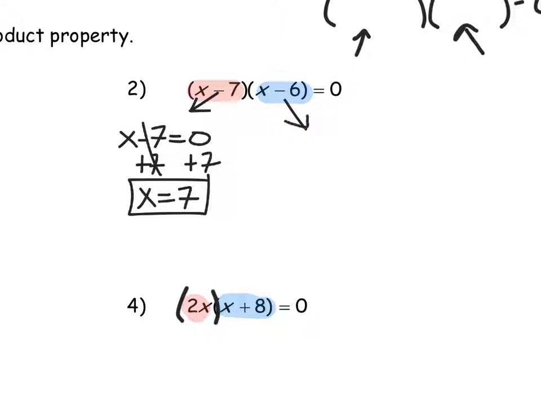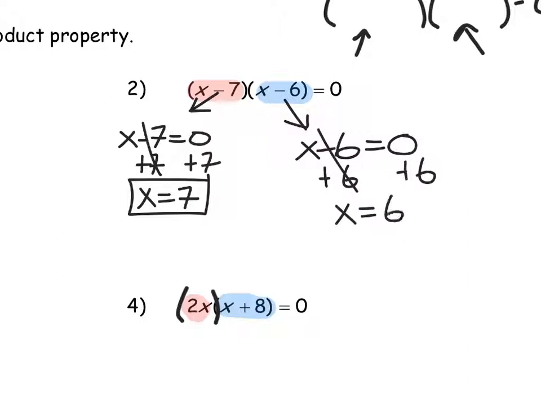All right, here, x minus 6 equals 0. Add 6 to both sides. X equals 6 is our answer. Okay, number 3.